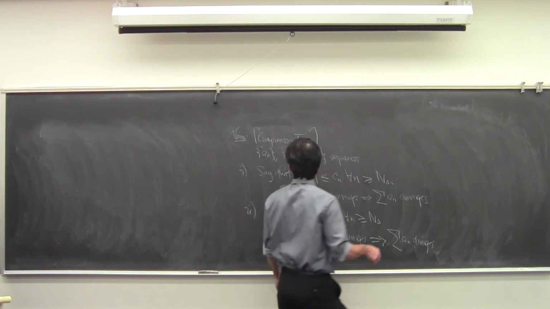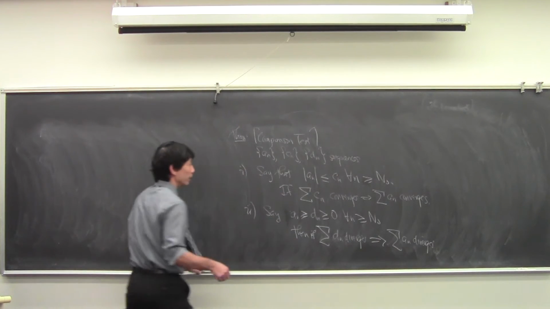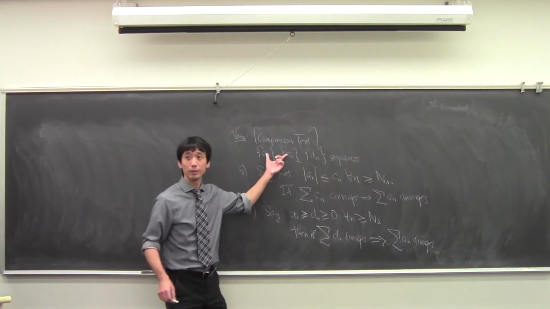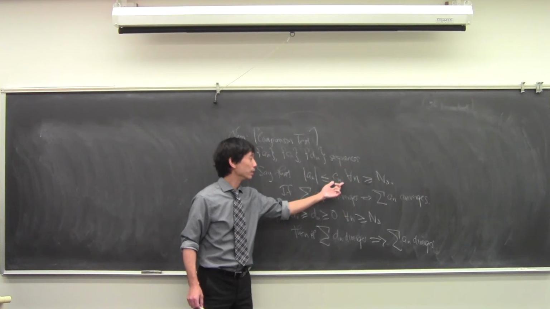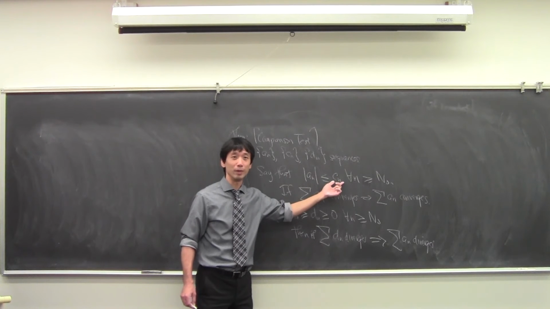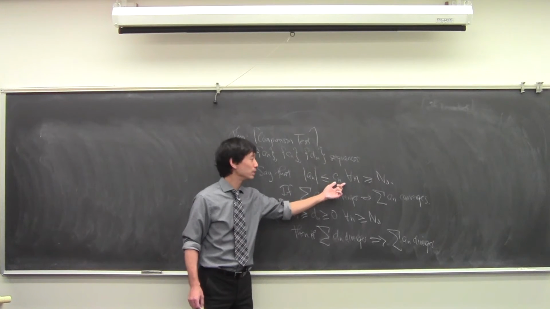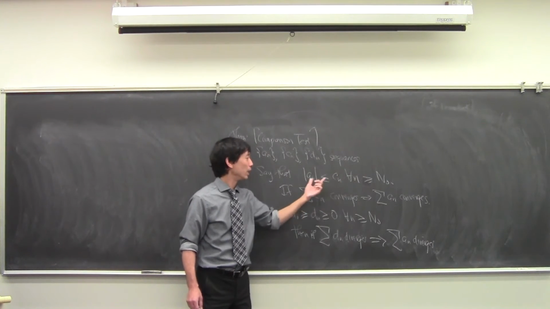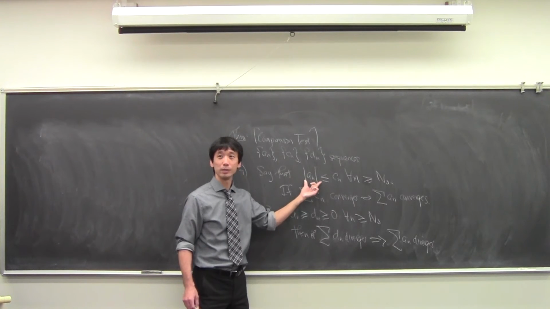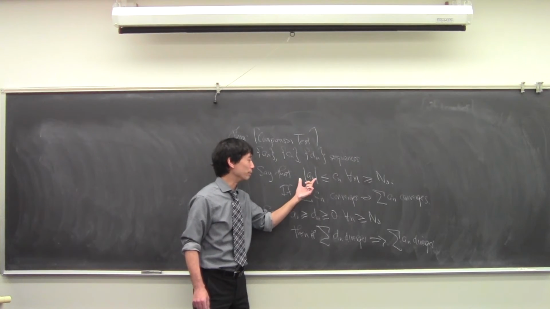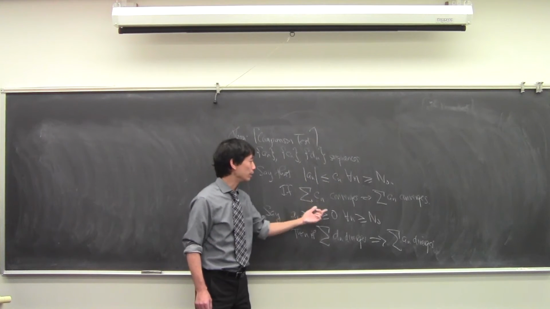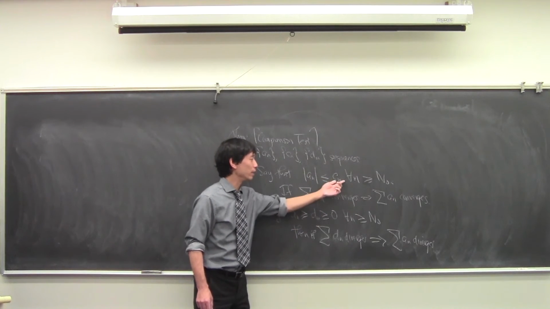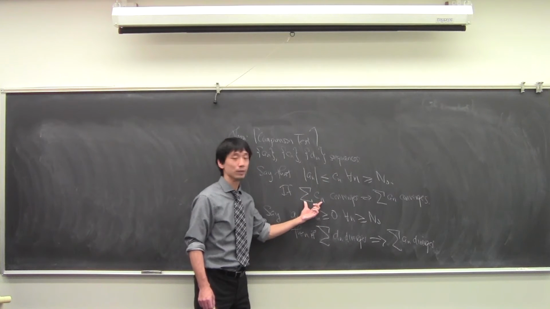Okay, so let's prove the first one, right? So you have two sequences, and one of them is a bunch of non-negative numbers. The c sub n are all non-negative numbers, and the a sub n are such that all the absolute values of them are smaller than those numbers. Okay, and you know that the sum of these bounds converges.